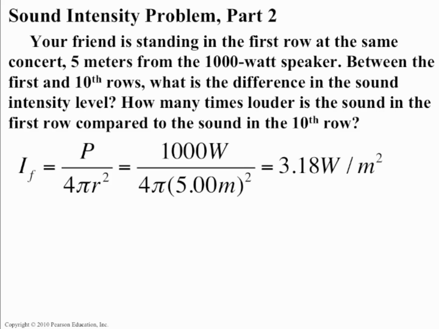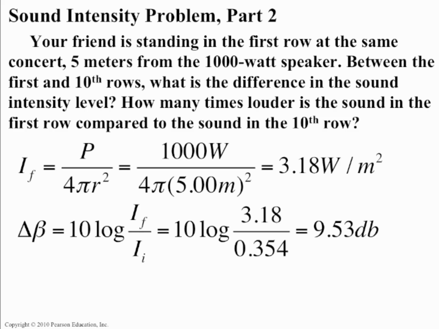So first of all, you have to figure out what the intensity is of the sound that your friend is exposed to. And so that's just P over 4 pi r squared. And now the R we're going to use is 5 instead of 15. And so that's going to be 3.18 watts per square meter. That's extremely intense.